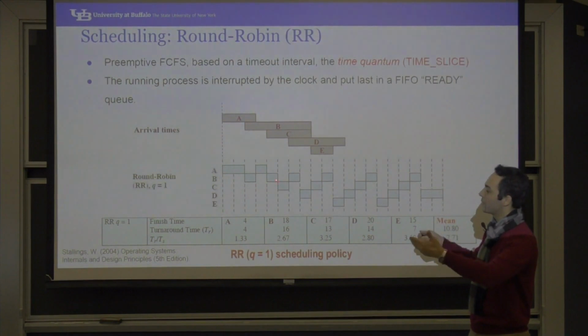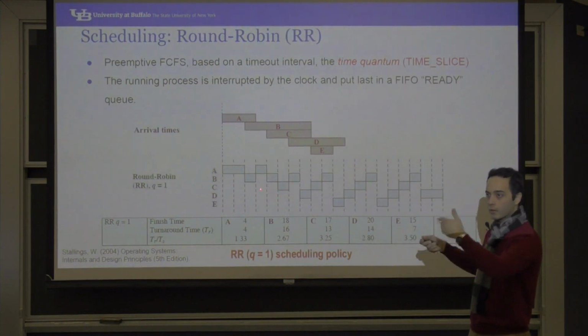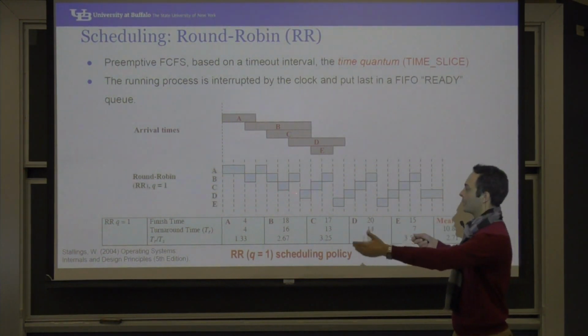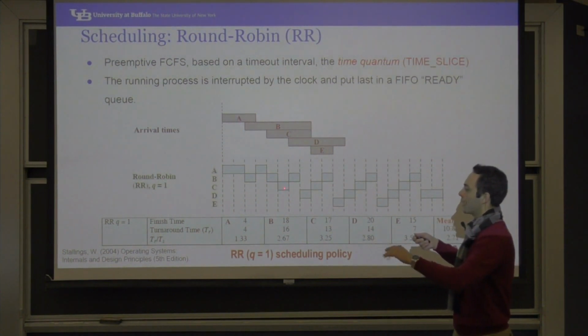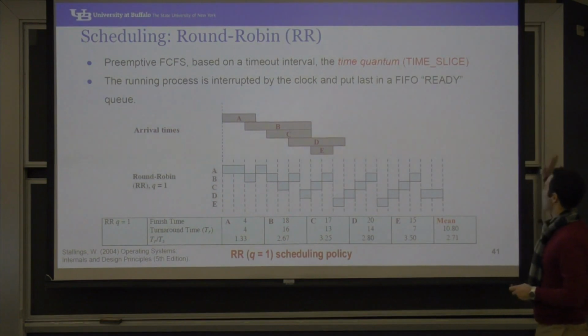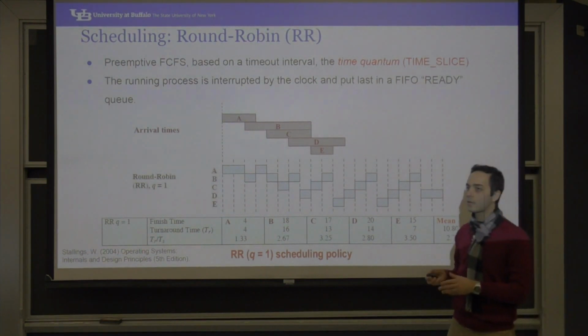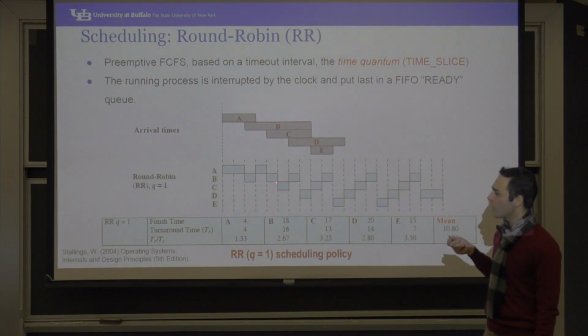After this time quantum, B goes back to the end of the line, which now has C, and A is finished, so C and B. C gets to run for 1 quantum, and at this point, D has arrived, but B was already in the line. So now you have C, B, and D. When C takes its time quantum, it goes back to the end of the line. This would be clearer to write down on the blackboard, but we have exercises. If we get the time, we'll do it there. For now, just consider this one.